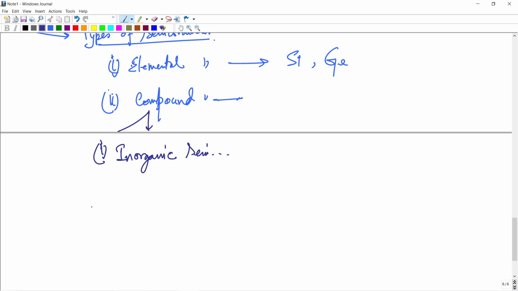An example is cadmium sulfide, and another device is gallium arsenide, and cadmium selenide.